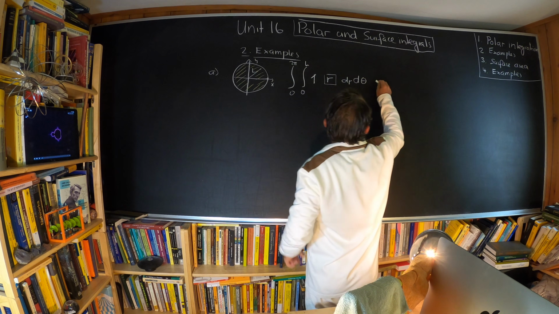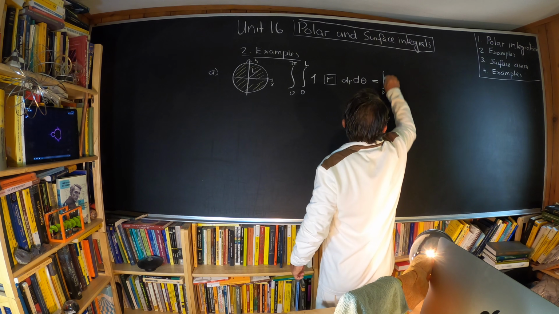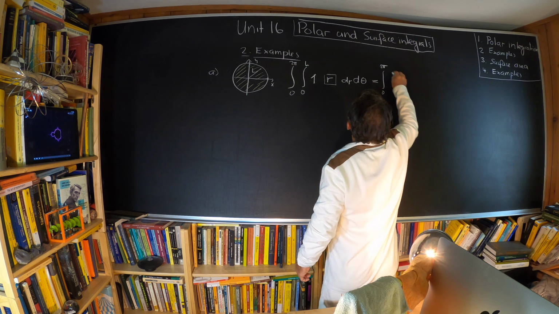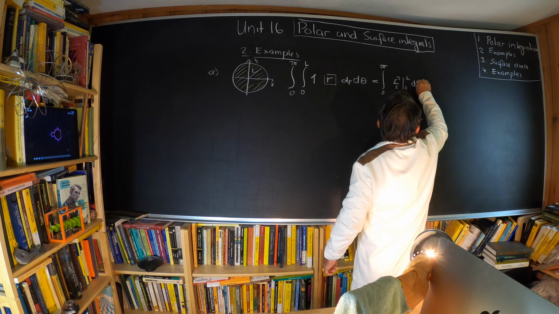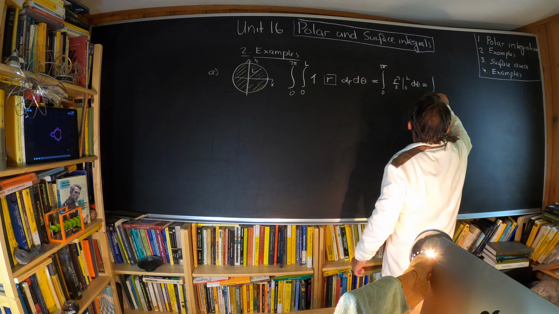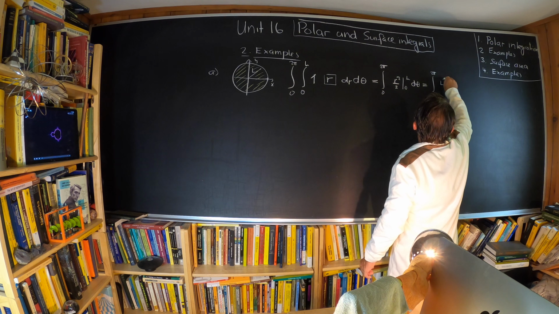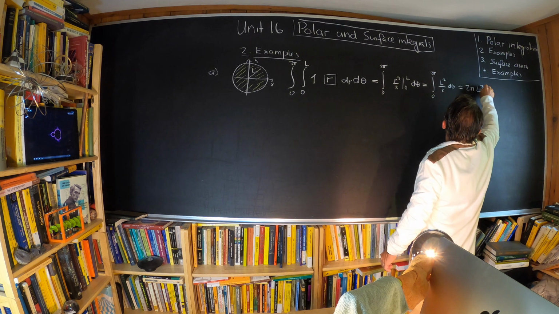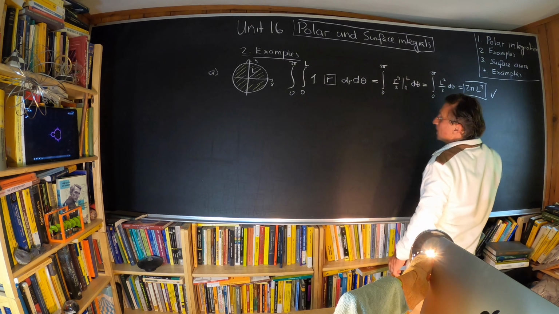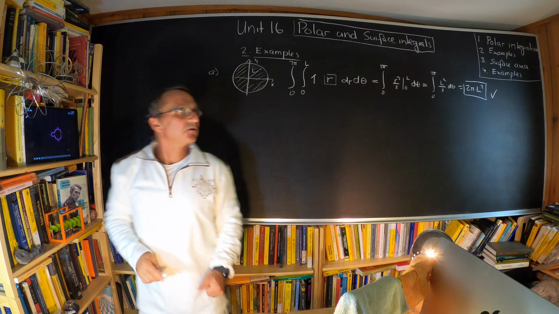In this case, we can integrate the first part. So this is from 0 to 2 pi, and then we get r squared over 2 from 0 to L, d theta. So this is from 0 to 2 pi of L squared over 2 d theta, and that's pi L squared, which we all know to be the area of the circle.